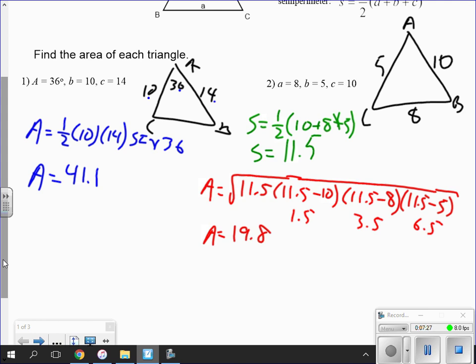Like I said, I like these formulas. You could find the area by other means, using your trig and finding an altitude. It's an awful lot of work. These are easier to use.